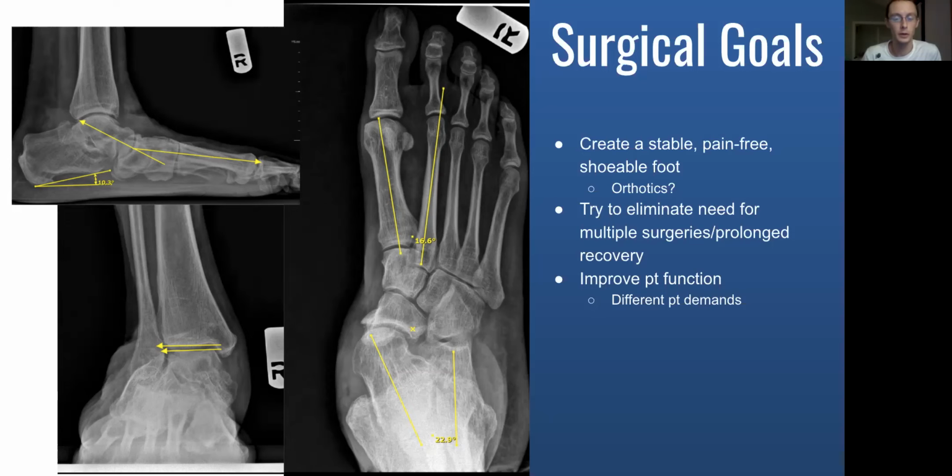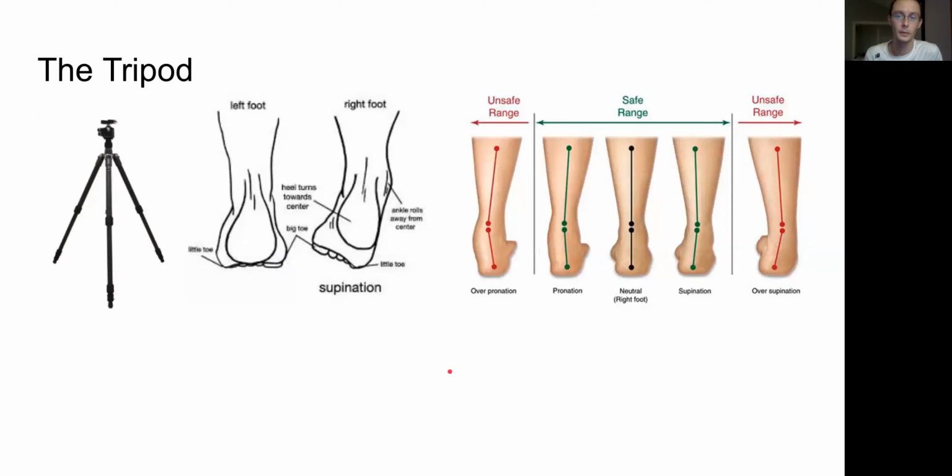And obviously our goals are to improve patient function. We want to take a painful foot and get it to do its job. And different patients have different demands. A collegiate athlete who ruptures their posterior tibial tendon who wants to be running 5Ks is different than the 70-year-old person who has a painful arthritic flat foot. We would do very different procedures for those two people. All right, next slide here.